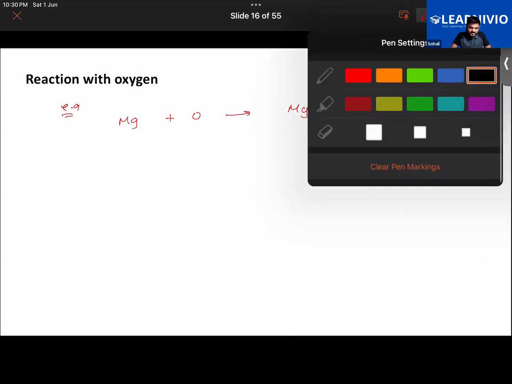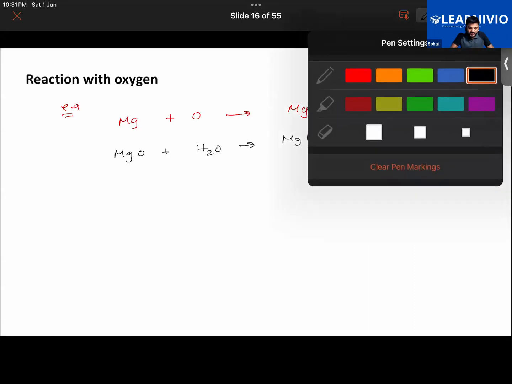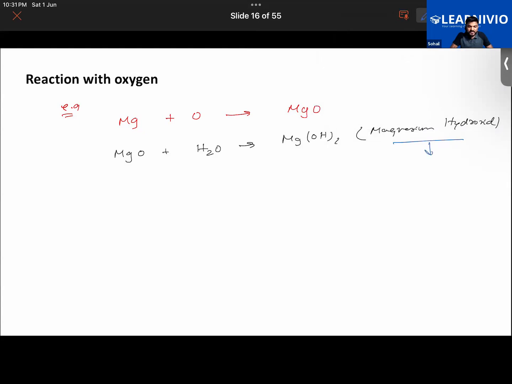Now to the magnesium oxide, you add some water, thereby magnesium hydroxide, Mg(OH)2, is formed. Upon doing the litmus paper test, we learned that this magnesium hydroxide will turn which litmus into which color?